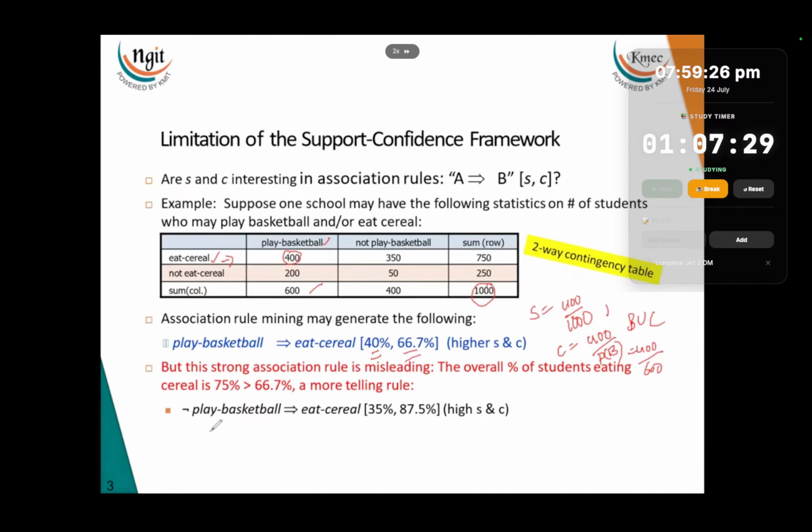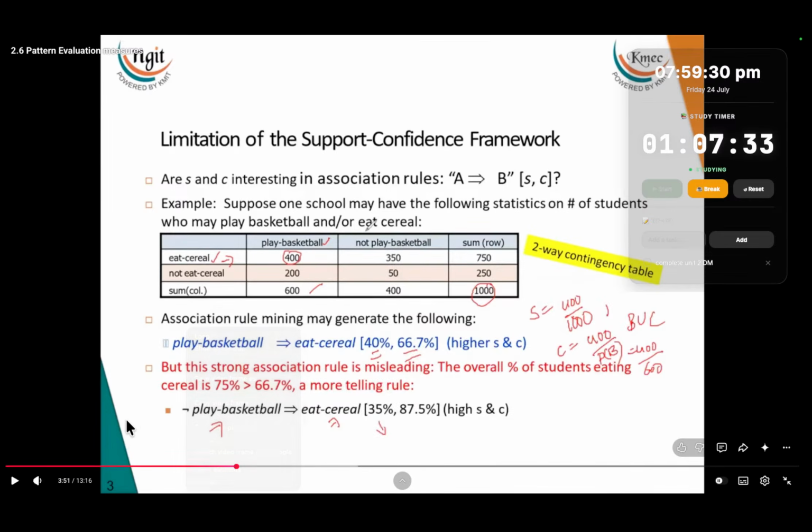Similarly, if you want to calculate for not playing basketball and eating the cereal, right? So we'll get the support count as 35, and you'll get the confidence as 87.5%.